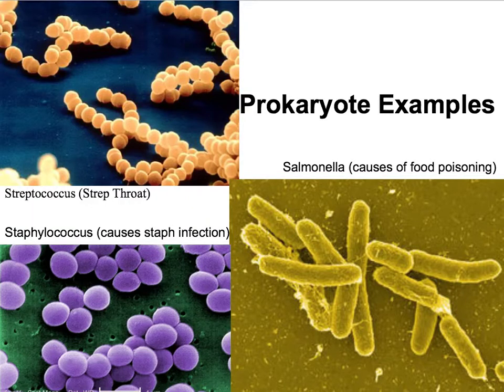And these are just some examples of prokaryotes. You don't have to write these down, of course, but these are different types of bacteria. The top here, you have Streptococcus, which is a type of bacteria that causes strep throat. Down the bottom, these little purple guys are Staphylococcus, which is a type of staph infection. And then these yellow ones are called Salmonella, which causes food poisoning.